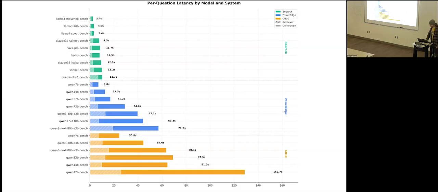We're going to run over time by a few minutes, but if you all feel like sticking around, I'll cover a little bit of cross system comparisons. This is looking at the latency of all three. Green is Bedrock, blue is the PowerEdge, and yellow is the GB10 hardware. Bedrock is clearly the fastest, about 10 seconds per question. If they weren't the fastest, they probably wouldn't have a successful company right now.